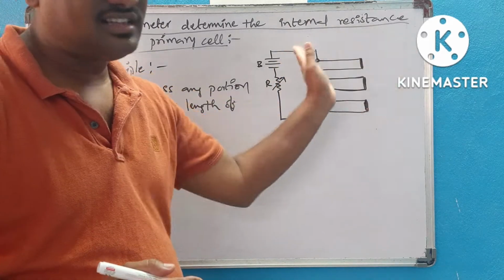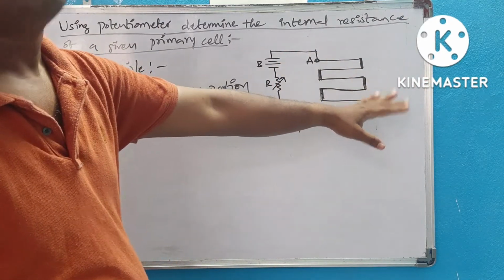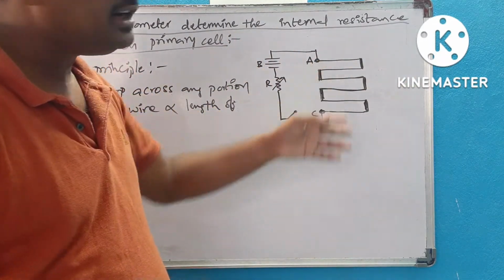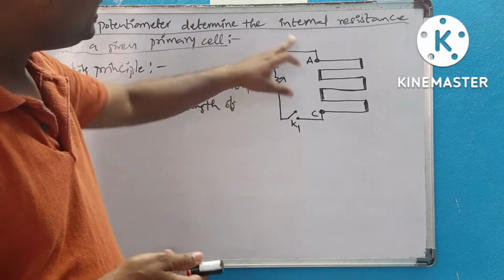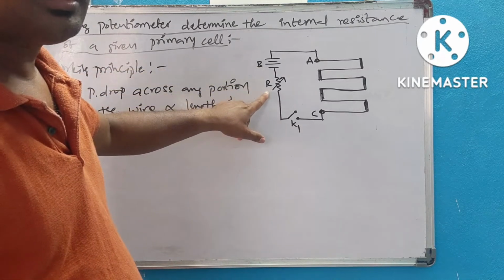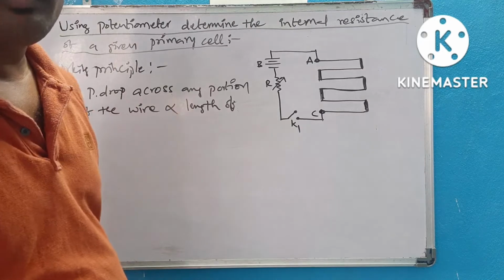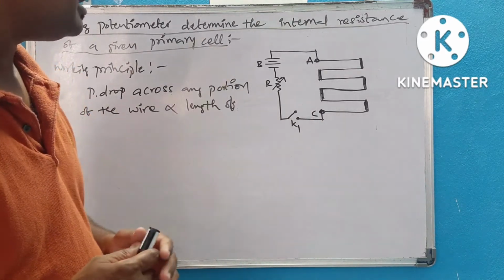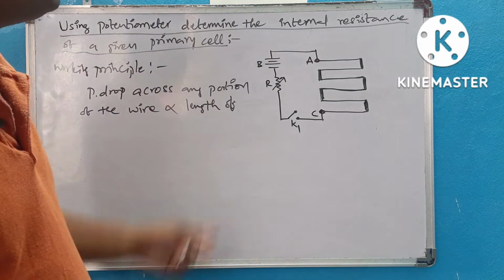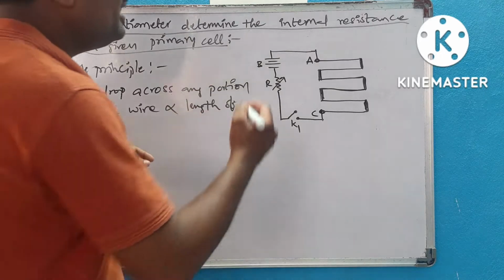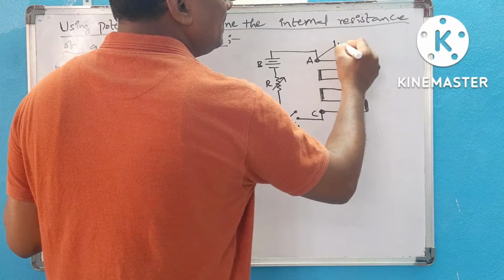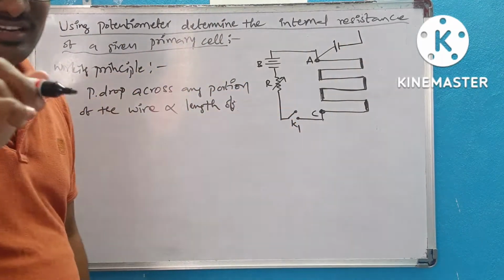Here, on the left side is the primary circuit, and the right side, from A to C, is the secondary circuit. In the primary circuit, we provide a battery, a variable resistance or rheostat, and a key K1 to the potentiometer. Here our task is to measure the internal resistance of a given primary cell. That's why here we connect only one cell, the given cell.